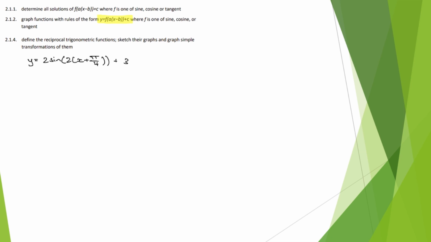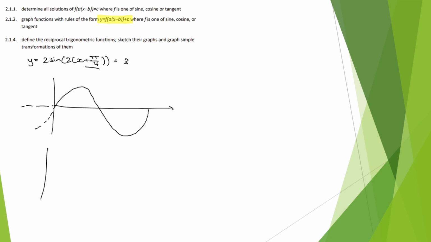In this case, we always need to consider the order of operations. The first thing that occurs to x is it gets shifted pi on 4 units to the left. So if we're looking at our normal sine function like this, what's happened here is I've shifted pi on 4 units to the left. If I look at my renewed function like this, essentially pi on 4 has been shifted back like that.